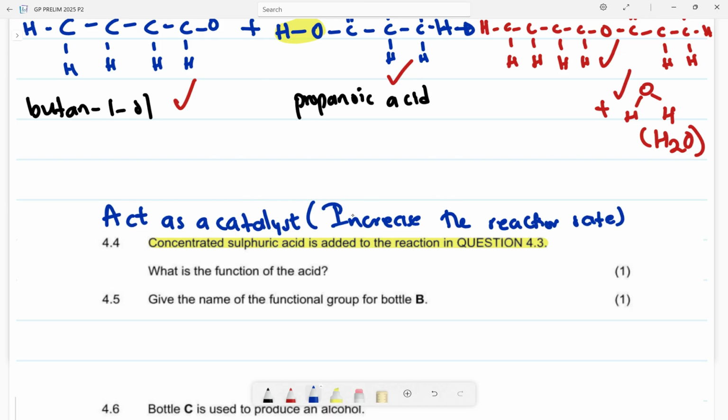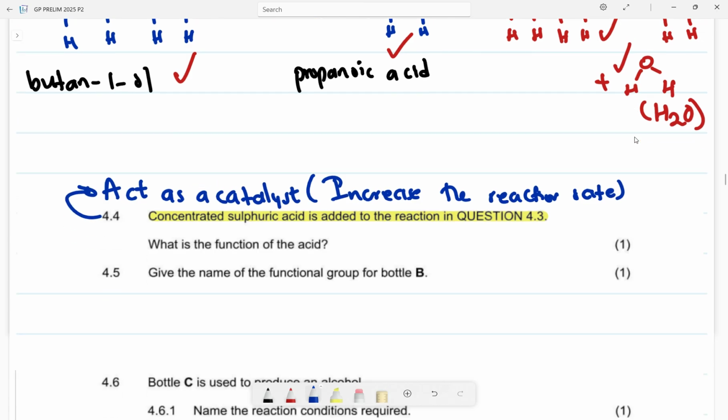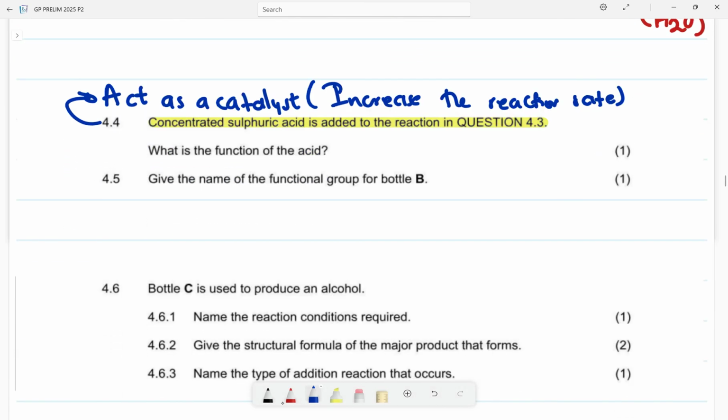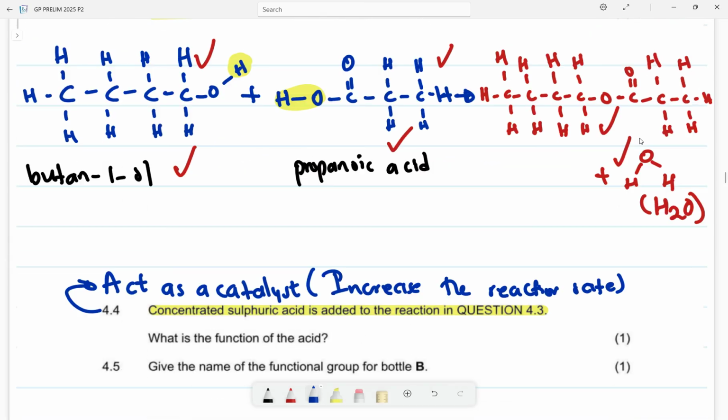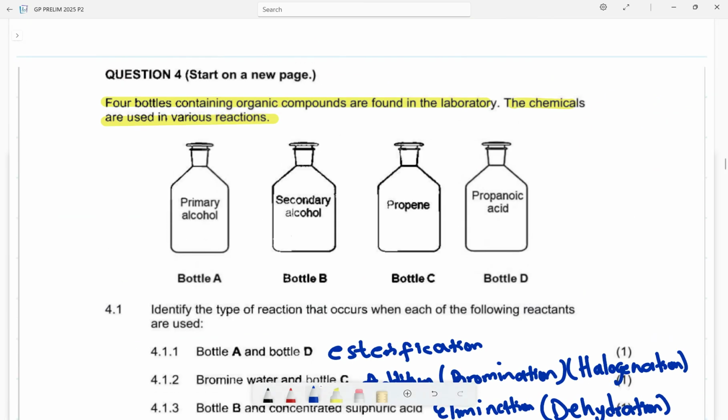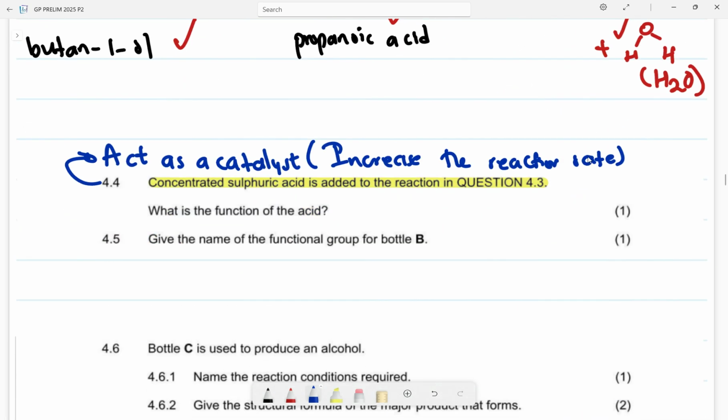Okay, it's going to speed up the reaction. So that's the function of our catalyst. And then 4.5 says give the name of the functional group for bottle B. Guys, bottle B, it is alcohol. The functional group for alcohol, we know it is the hydroxyl group.